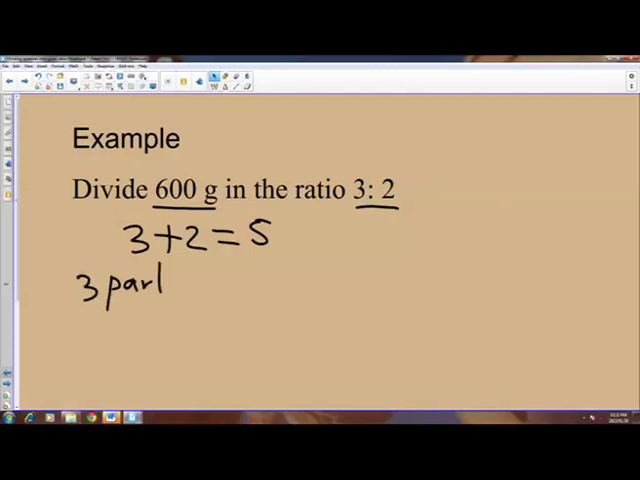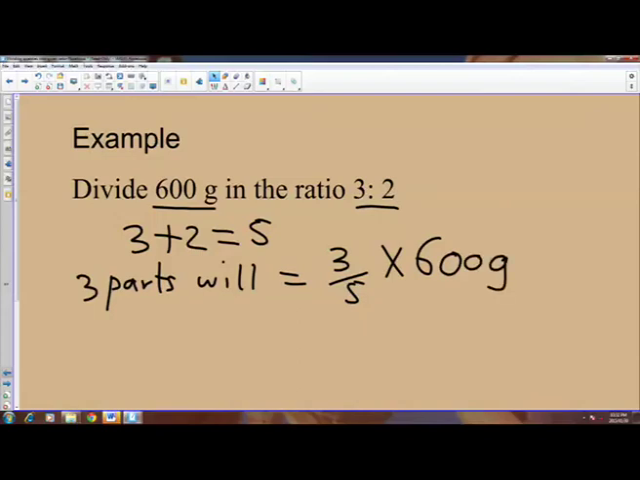3 parts will be 3 divided by 5 multiplied by 600 grams. 5 into 6 is 1, remainder 1. 5 into 10 is 2. 5 into 0 is 0. So this is 120 times 3. What is 120 times 3? 3 times 0 is 0, 3 times 2 is 6, and 3 times 1 is 3. So the 3 parts will get 360 grams from the 600.